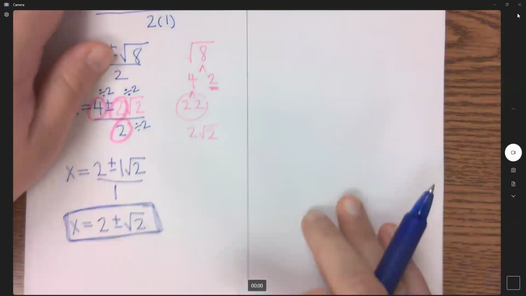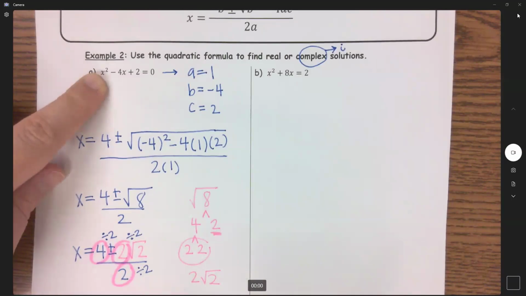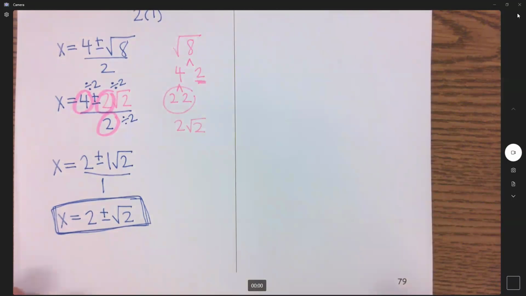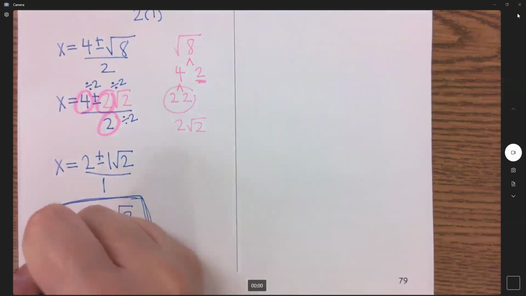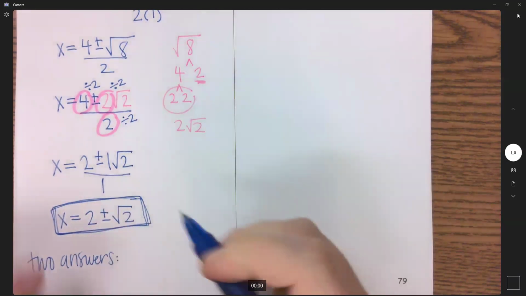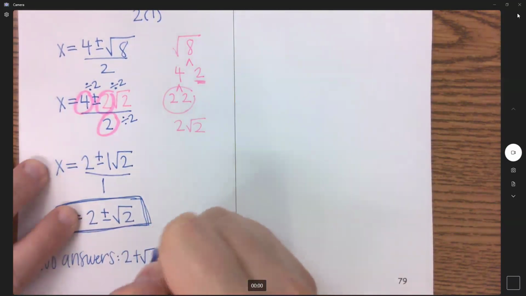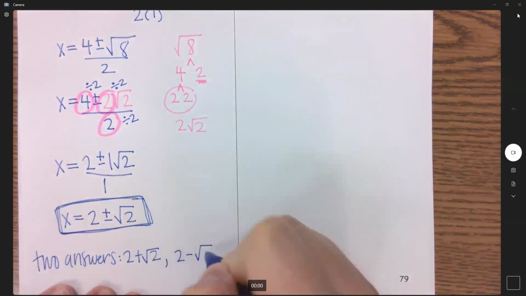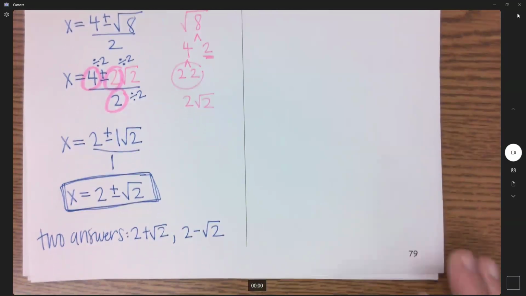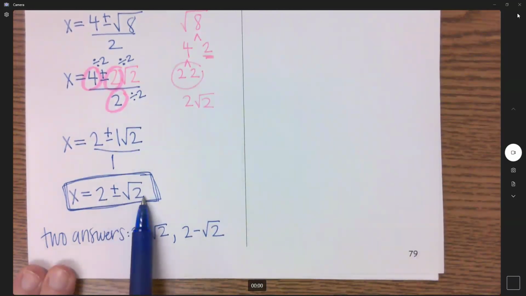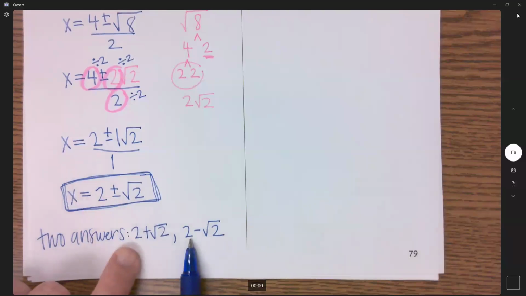Now, we have still a quadratic, an x squared, meaning I have 2 answers. This represents both of my 2 answers. My 2 answers are 2 plus the square root of 2 and 2 minus the square root of 2. Notice I changed what's in front of or what's behind that plus or minus. This 2 stays positive in both of my answers.